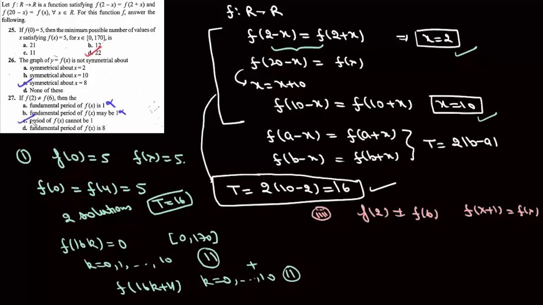Then in that case, f(2) has to be equal to f(6). And D is fundamental period of f(x) is 8. If fundamental period is 8, then f(x) equals f(x plus 8). In that case, f(minus 2) is equal to f(6), which could be true, but what we are certain is period of f(x) cannot be 1.